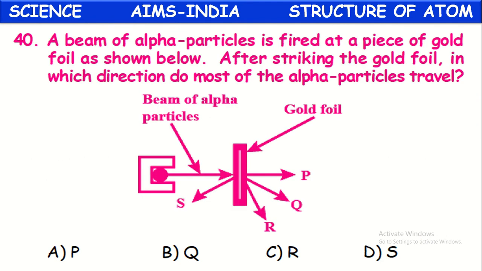A beam of alpha particles is fired at a piece of gold foil as shown below. It is actually from Rutherford's alpha ray experiment, no? Now let us see. After striking the gold foil, in which direction do most of the alpha particles travel? From this gold foil experiment, Rutherford observed that most of the alpha particles passed directly through the gold foil without any deviation from their path. That is in the direction of P, because most of the atom is empty. So in the P direction most of the particles passed.